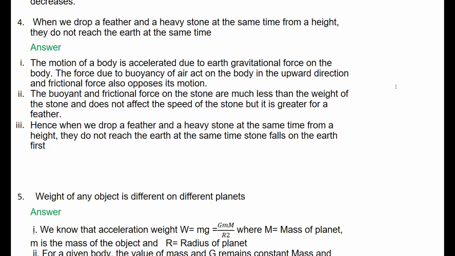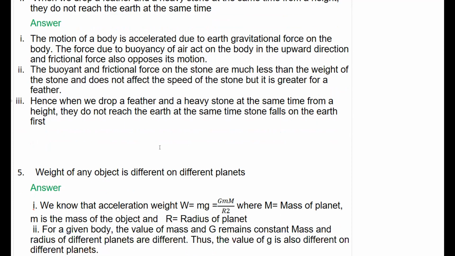So in the case of feather, this force is greater. And in the case of stone, the buoyant force and frictional force are much less than the weight of the stone, so it does not affect the speed of the stone. But these two forces are greater for feather, so it will affect the speed of the feather. That is why when we drop a feather and a heavy stone at the same time, they do not reach the earth at the same time.